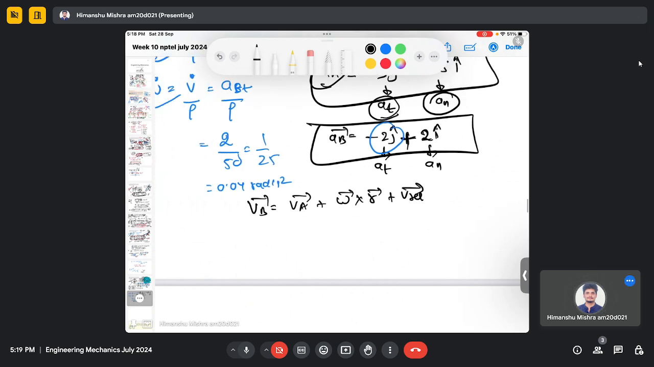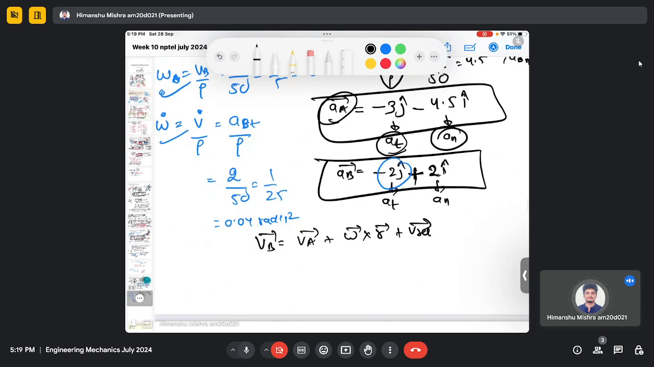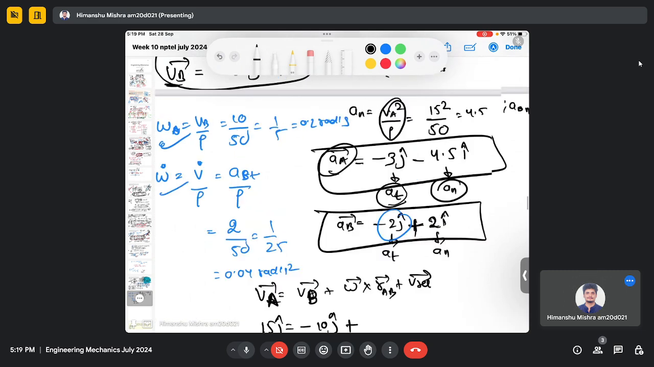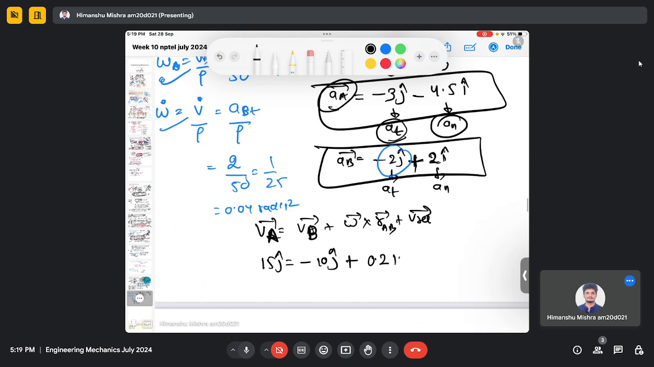So my Vb is minus 10j. Sorry, it's between A and B. So my Va is 15j, Vb is minus 10j, omega is 0.2 in the k direction. The k direction is out of the screen. Cross by minus 30i plus v relative in the i direction.